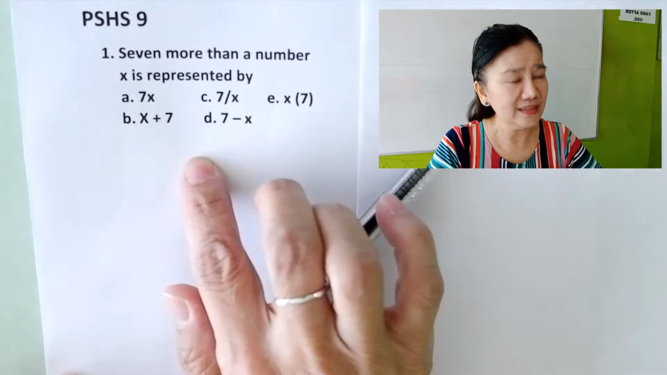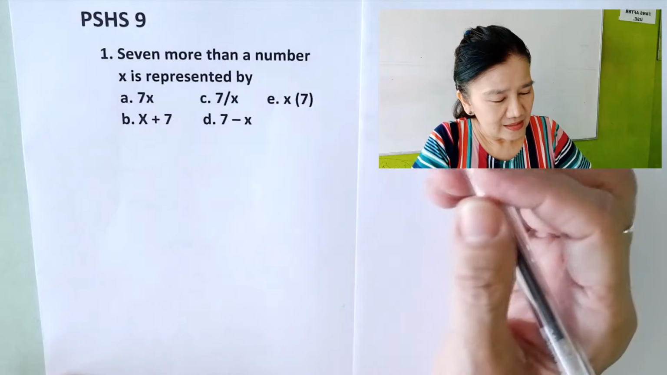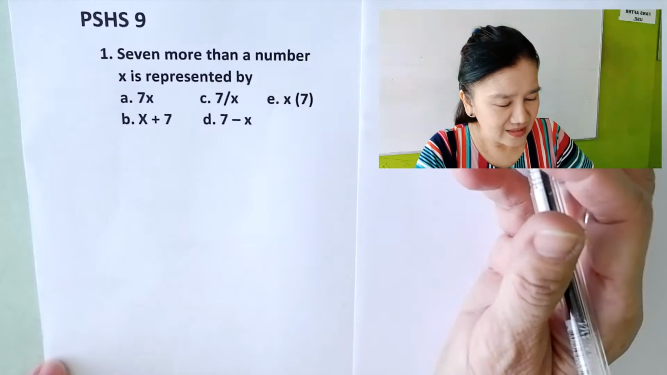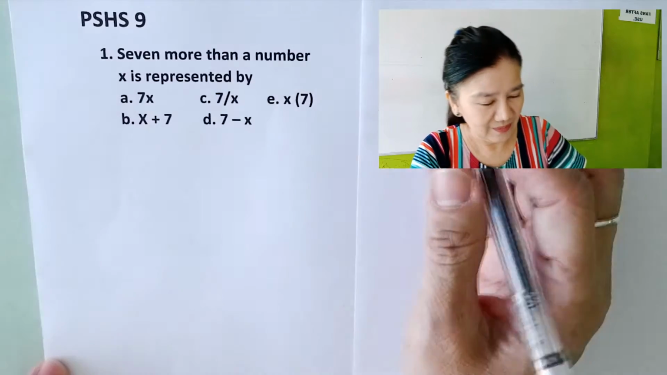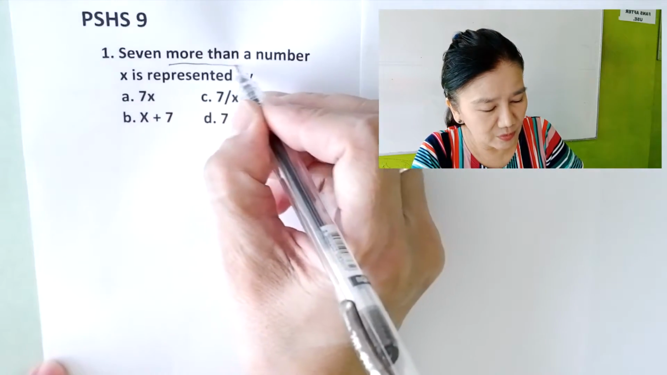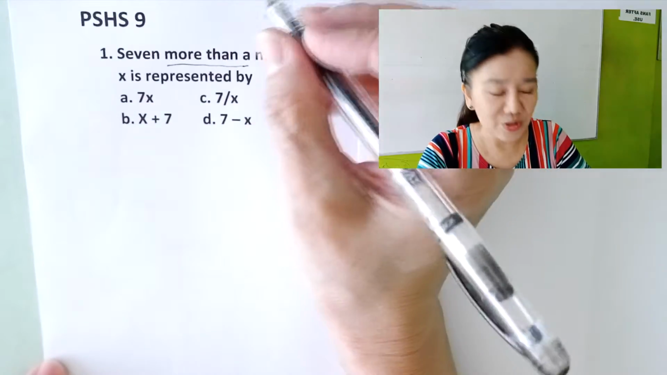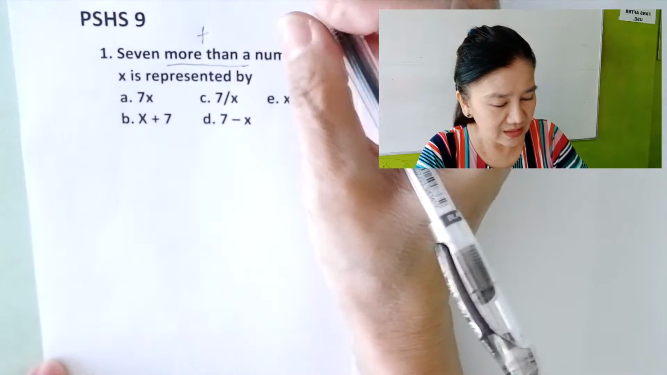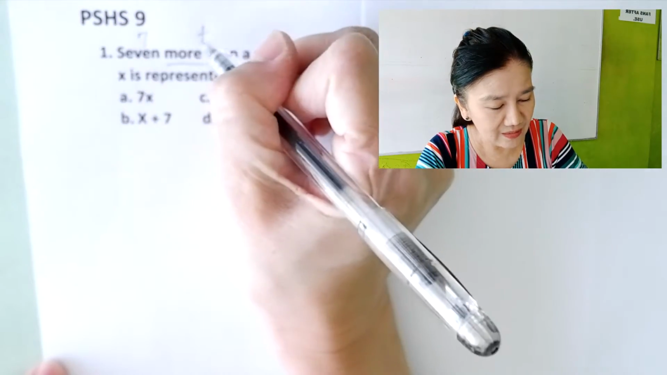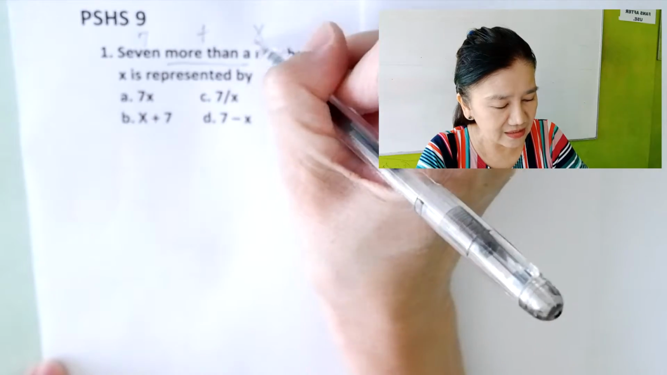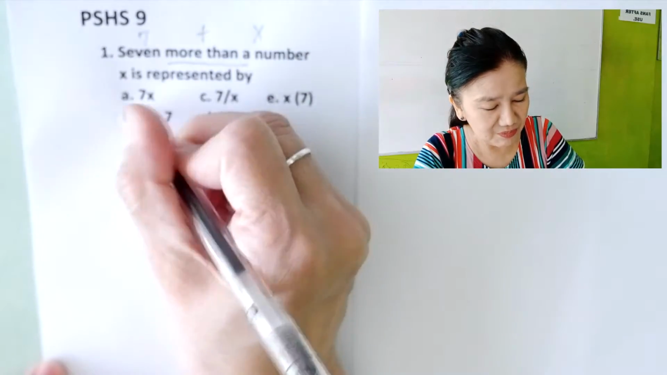Problem number 1. 7 more than a number x is represented by... The words more than mean you add. So this is plus. So this is 7 plus a number x. So the answer is letter B.